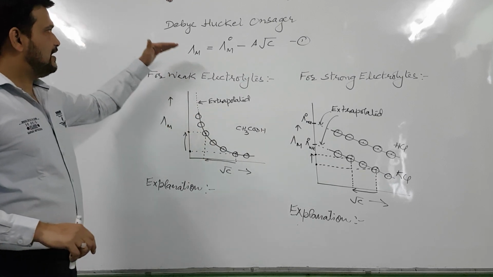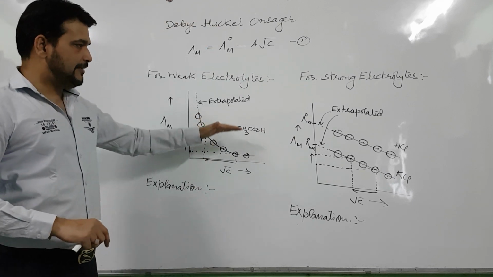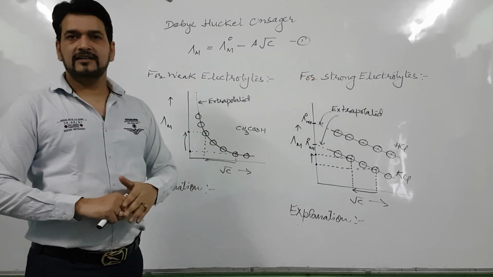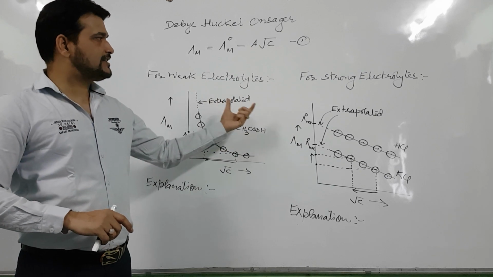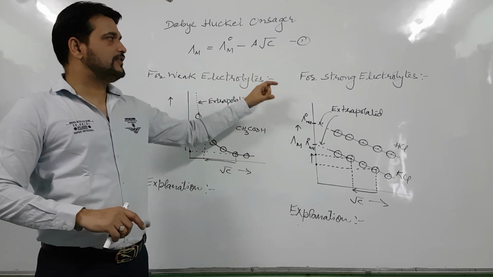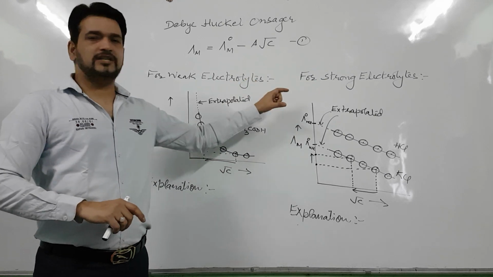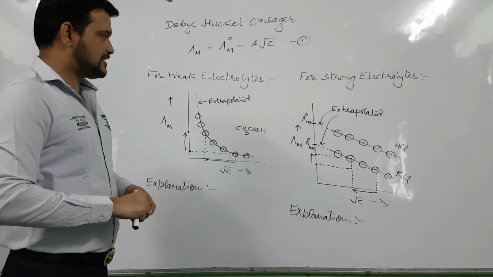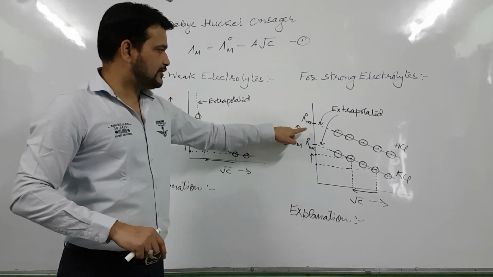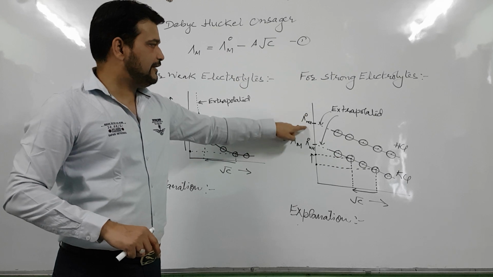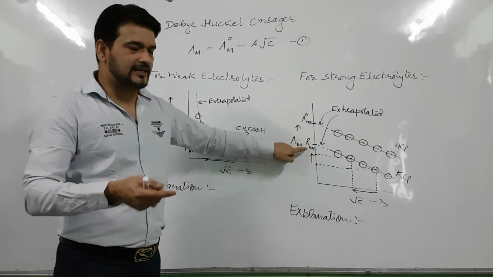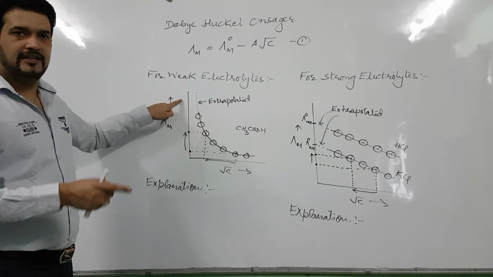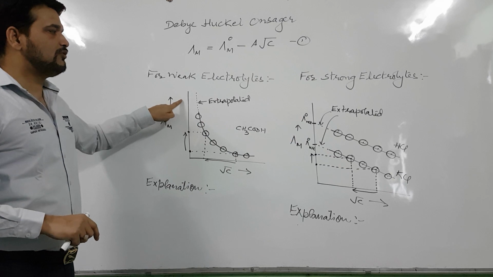So this was the Debye-Huckel-Onsager treatment for weak electrolytes and strong electrolytes, and this is what the variation of molar conductance with dilution is all about. Another aspect is that for strong electrolytes molar conductance at infinite dilution can be calculated, but for weak electrolytes the molar conductance at infinite dilution can never be calculated.